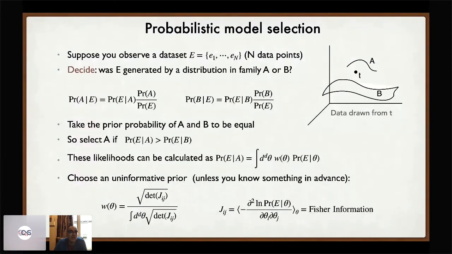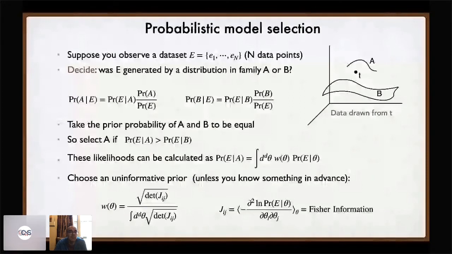We know from Bayes' law that the posterior probability of the model family A given the data E is equal to the likelihood, the probability that E, the data, was generated by A, times a ratio of priors, the prior probability of the model A divided by the prior probability of the data, and similarly for the model B. Conventionally, if you don't know anything, if all else is equal, we might take the probability of model A and model B to be equal. If you know something about why A is more likely than B, then of course you should put it in.